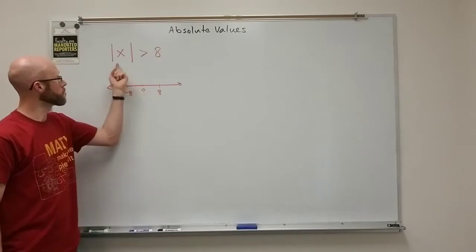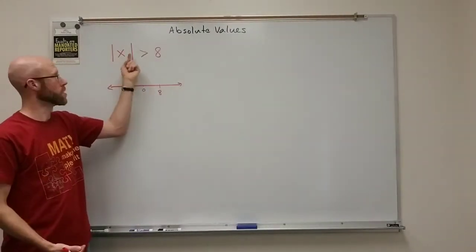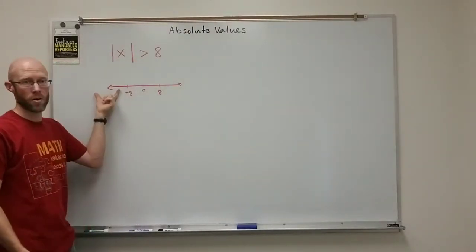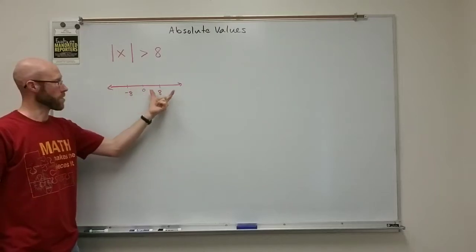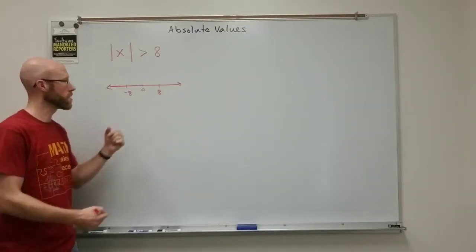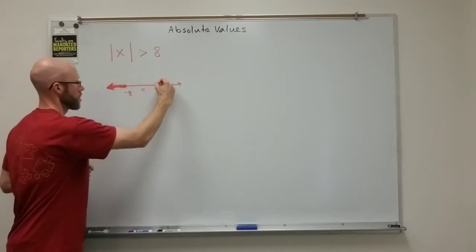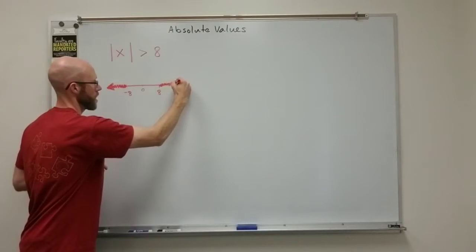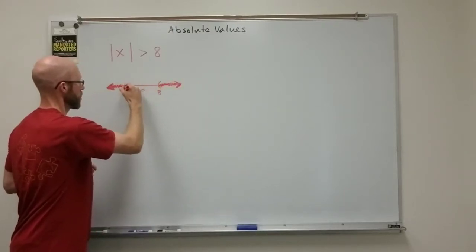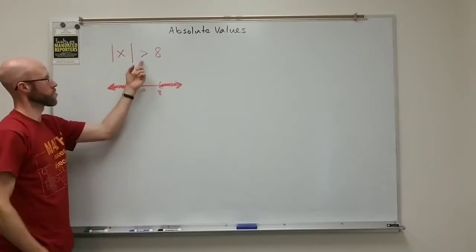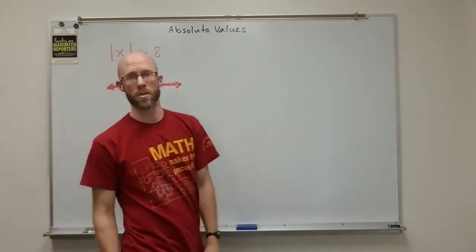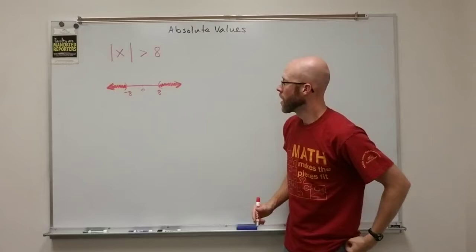And so all the numbers whose absolute value is greater than 8 would be all the numbers out here on the left of negative 8 and all the numbers out here to the right of 8. Okay, so it's two different sets or two different intervals. And neither one of them in this case includes the endpoint because there's no equal sign in this inequality. So we're going to have parentheses there.